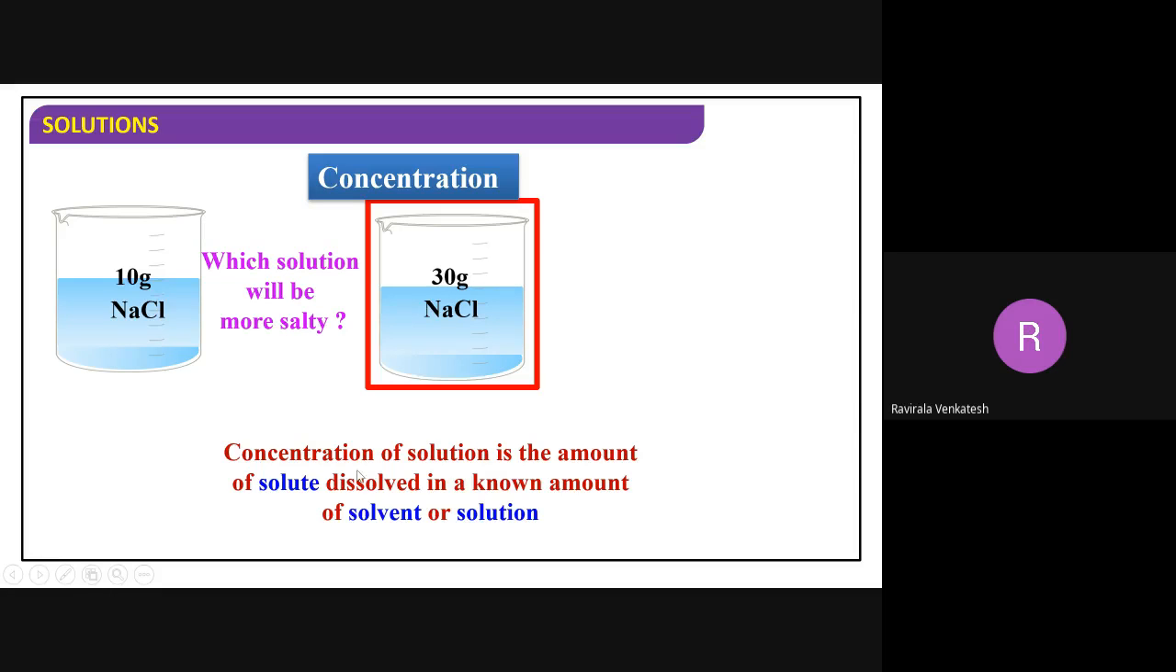Concentration of the solution is the amount of solute dissolved in a known amount of solvent. So what is the definition here? How much amount of solute you are adding in the known amount of solvent is called concentration.